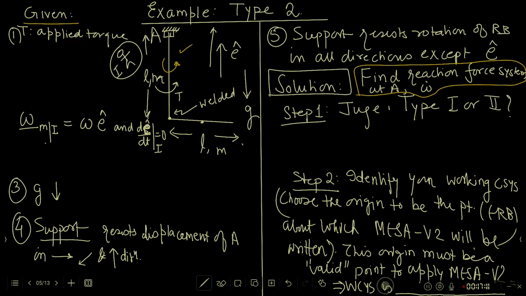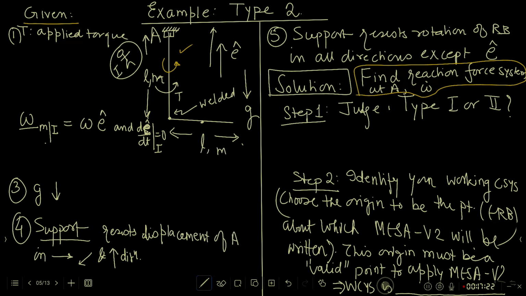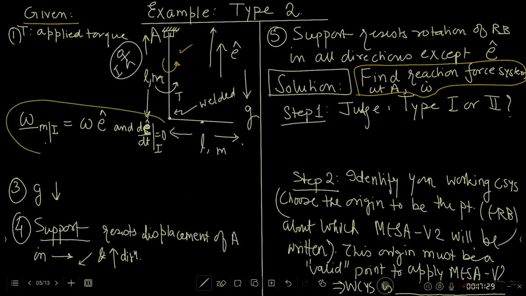Solution. Step number 1. First you judge whether it is a type 2 problem or type 1 problem. The judgment comes from here. Since it is given that the angular velocity is omega E hat and E hat does not change with I, it falls in the type 2 category. Type 2 problem.